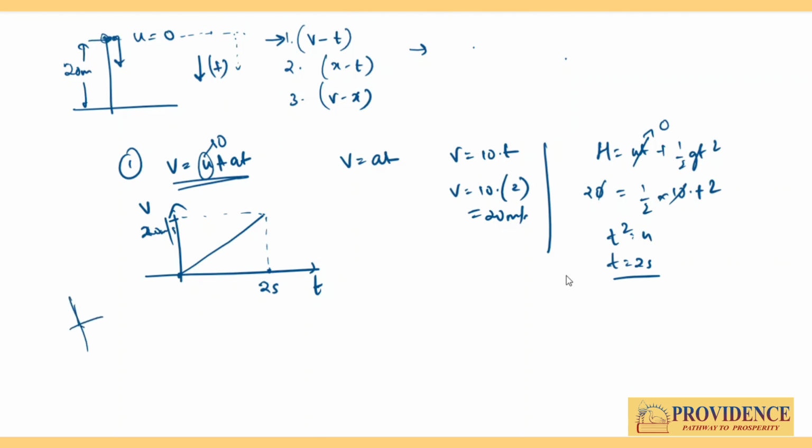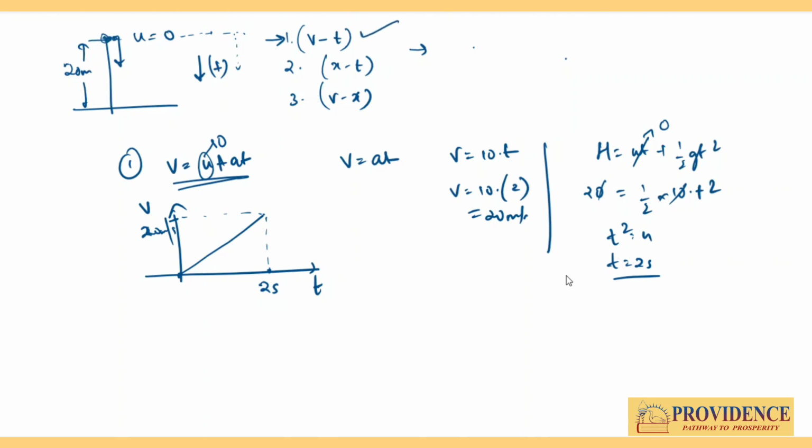It would have been something like this. If we had considered the velocity in the upward direction as positive, then the graph would have been like this. The velocity would have increased, but since we are considering the downward direction as negative, it's increasing in the negative sense. But here it's given that we are dealing with a situation where we are considering the downward direction as positive. Okay, so this graph is done.